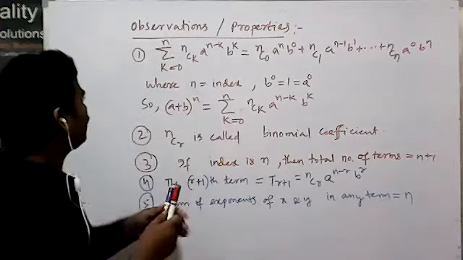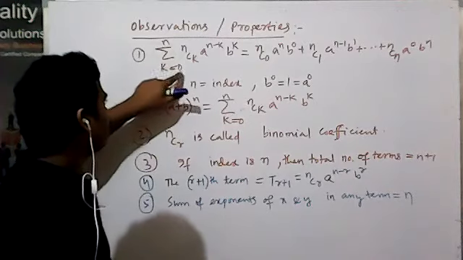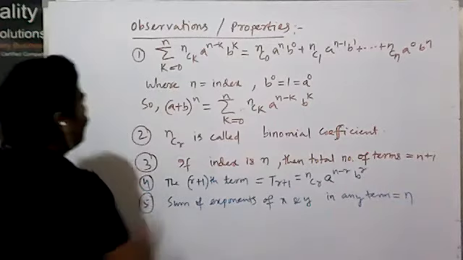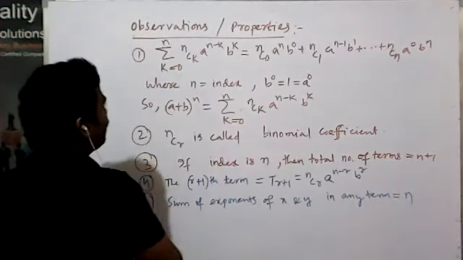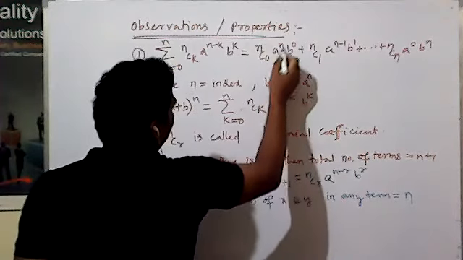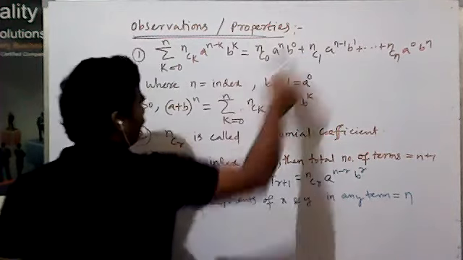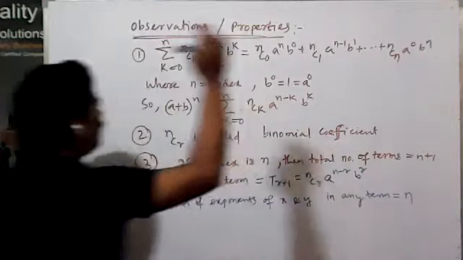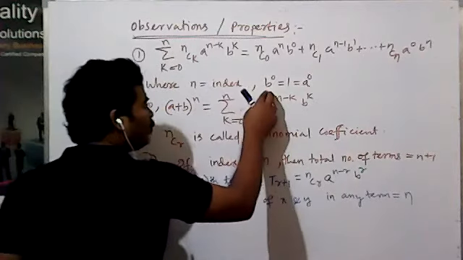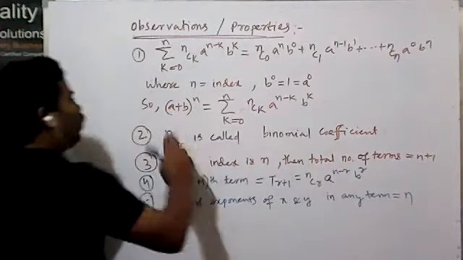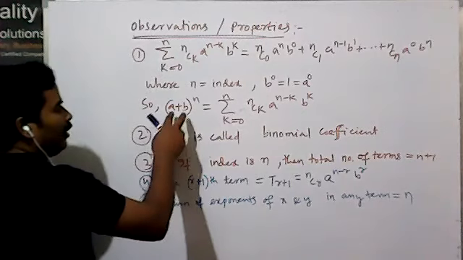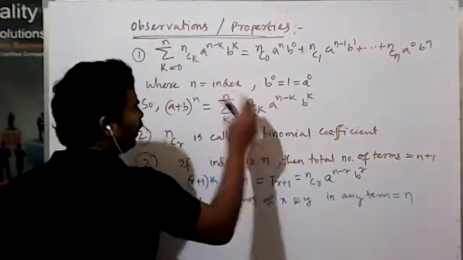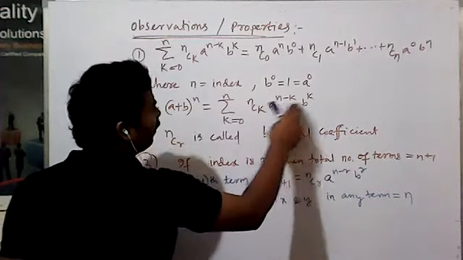Observations or properties: summation k equal to 0 to n, nCk a^(n-k) b^k is equal to nC0 a^n b^0 + nC1 a^(n-1) b^1 + ... + nCn a^0 b^n, where n is the index or exponent, and b^0 is equal to 1, a^0 is also 1. So the expansion of (a + b)^n in the binomial theorem is the summation k equal to 0 to n, nCk a^(n-k) b^k.